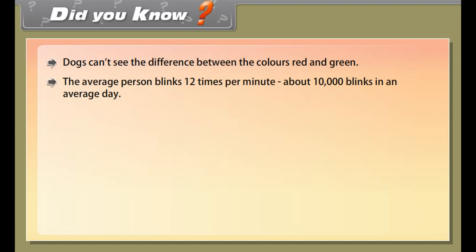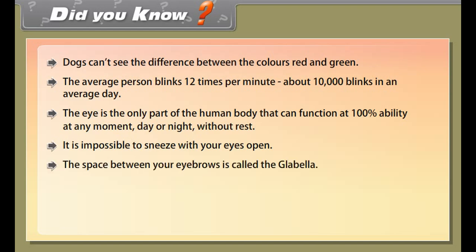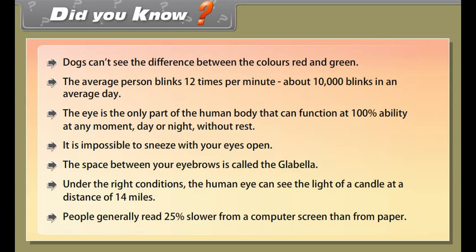The average person blinks 12 times per minute, about 10,000 blinks in an average day. The eye is the only part of the human body that can function at 100% ability at any moment, day or night, without rest. It is impossible to sneeze with your eyes open. The space between your eyebrows is called the glabella. Under the right conditions, the human eye can see the light of a candle at a distance of 14 miles. People generally read 25% slower from a computer screen than from paper.